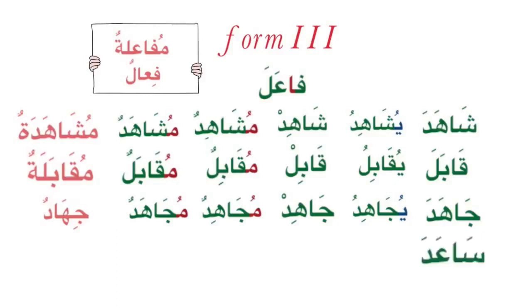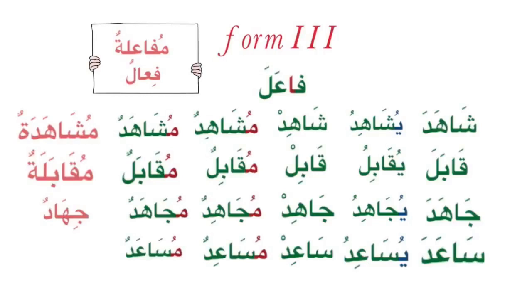If you take another example now, sa'ada, he helped. Yusa'idu, he helps. Sa'id, so you're telling somebody help. Sa'idni means help me. So musa'idun, the one who is helping. Musa'idun ism fa'il, if you see with the kasra. And musa'adun. And how do we make the masdar here? Musa'adatun. So this is the things which we need to remember. It is a pattern of mufa'alatun.